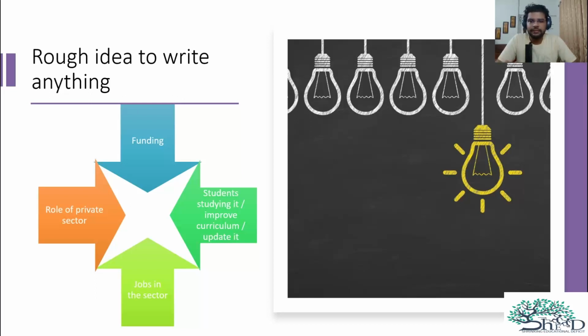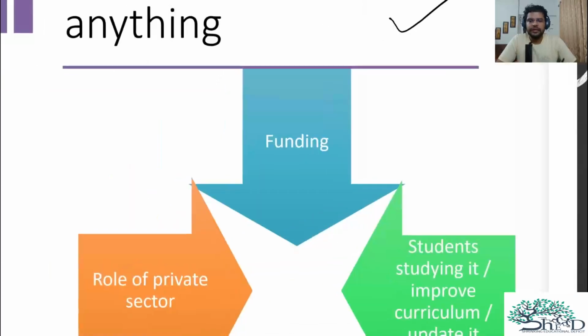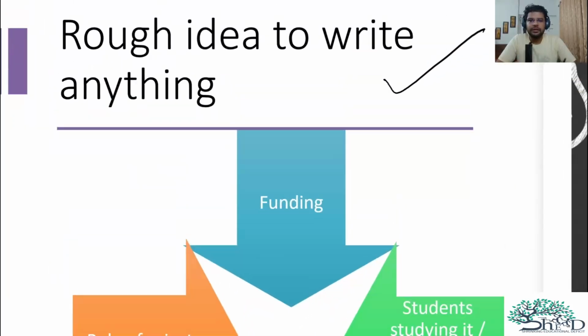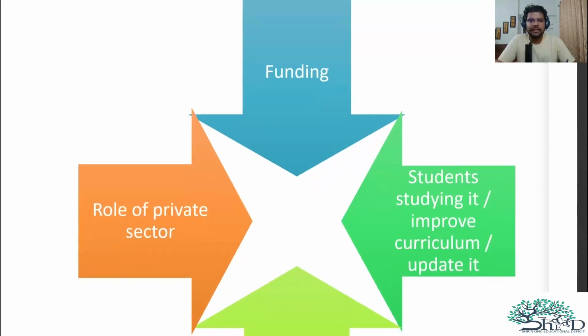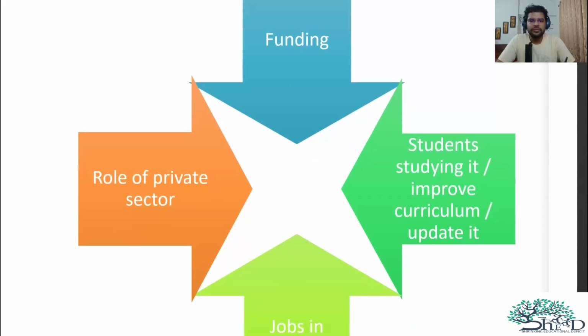Now this is a little bonus for you people. This is a rough idea that I have made of what to write. So whenever you are stuck and you have to write something, but you can't remember the proper points, in solutions or way forward, you can write these things: increase the funding. Mostly India has this problem in every scientific thing. So funding should be increased.